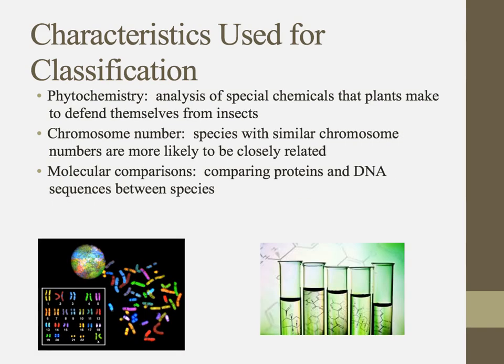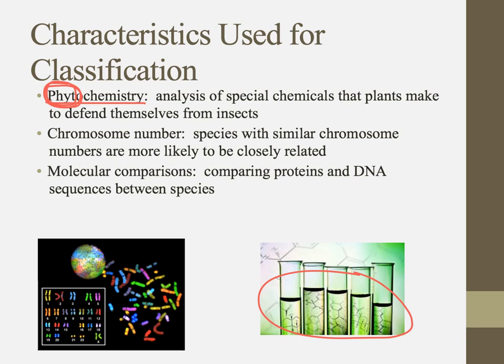If we dive a little deeper, we can take a closer look at some of the internal, intercellular things that make organisms unique, like phytochemistry. So phyto, we've talked about that before, like photosynthesis in plants. And this is an analysis of special chemicals that plants make to defend themselves from insects. And those are going to be pretty unique to each group of plants.